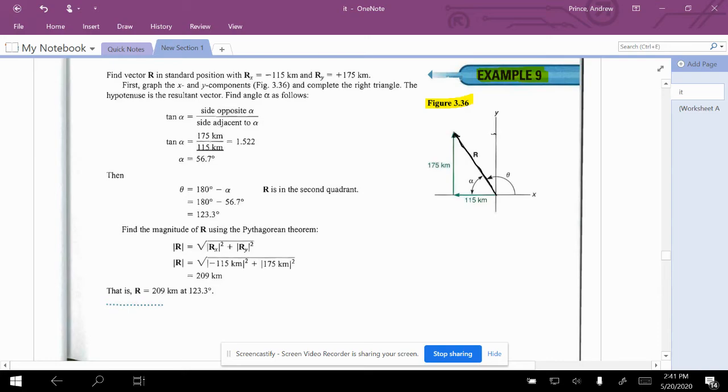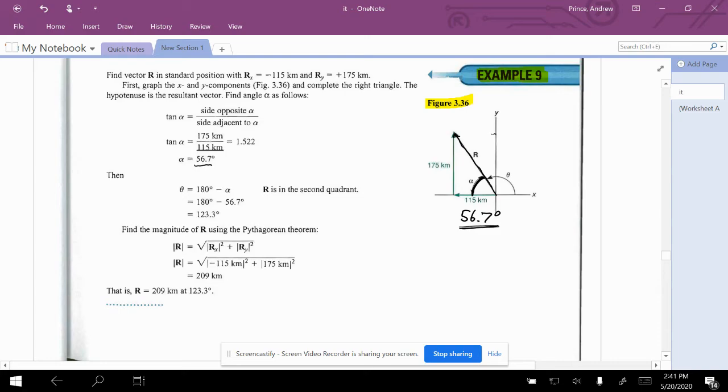And that those two together give us our resulting vector. So in this case over here, we have two sides of a right triangle, 115 and 175. And again, when they're going to use tangent, you're pretty much always going to be using tangent when you have these values. And they came up with 56.7 degrees. So let's just write that in there like we solved it, 56.7 degrees.